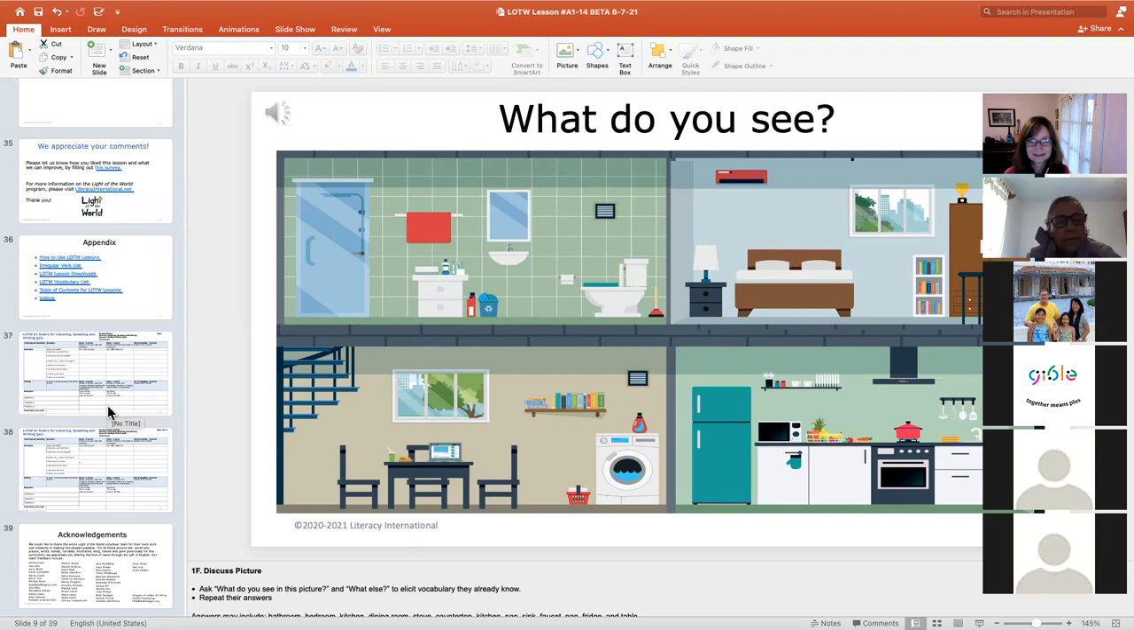The bookshelves are in the bedroom. Okay, good. What else could you write? The microwave is on the kitchen shelf. Okay. And one more? The tree is outside the window. Okay, good, good.